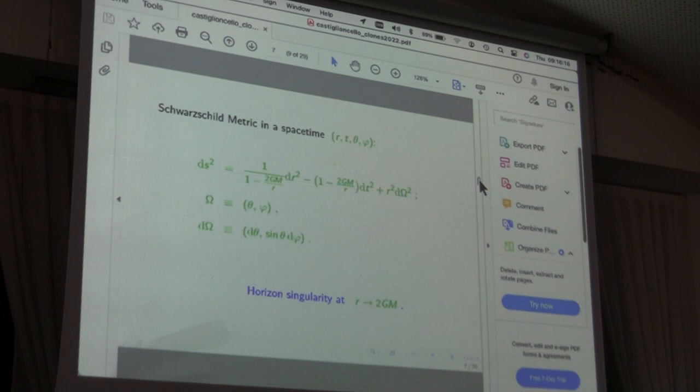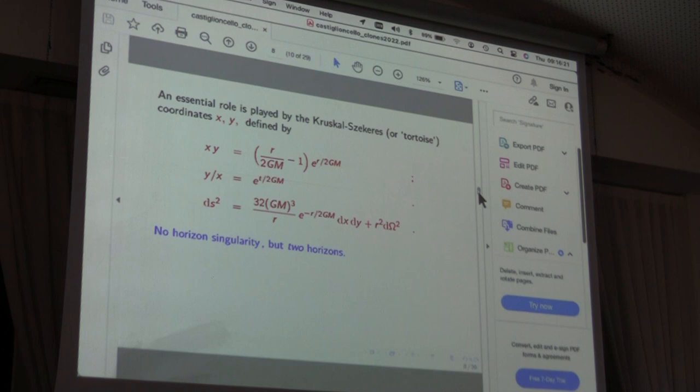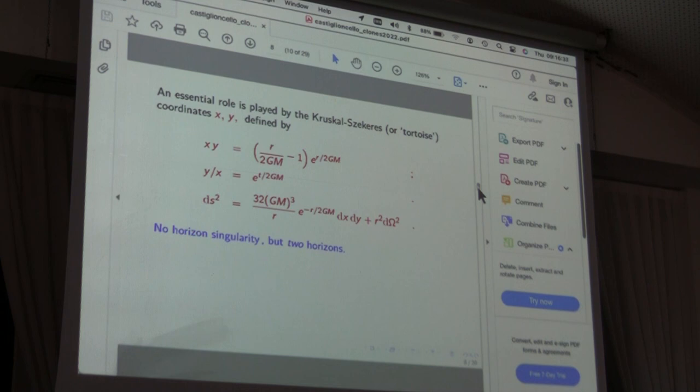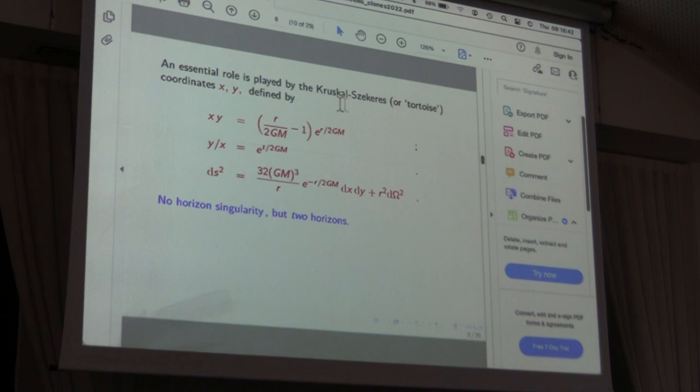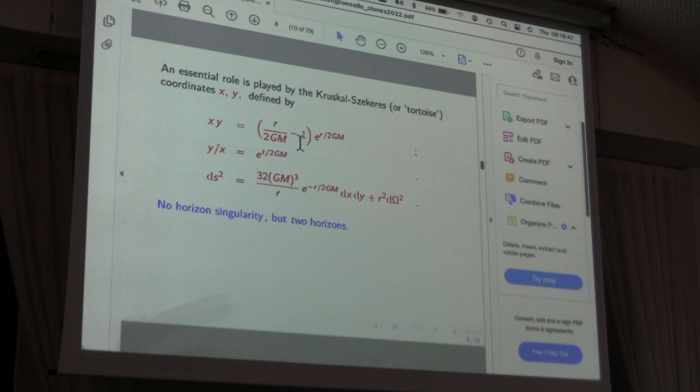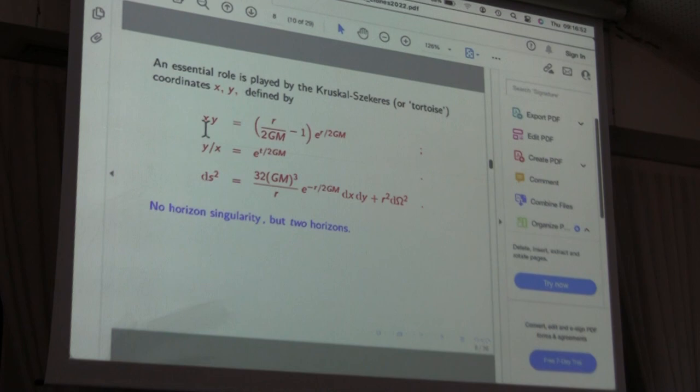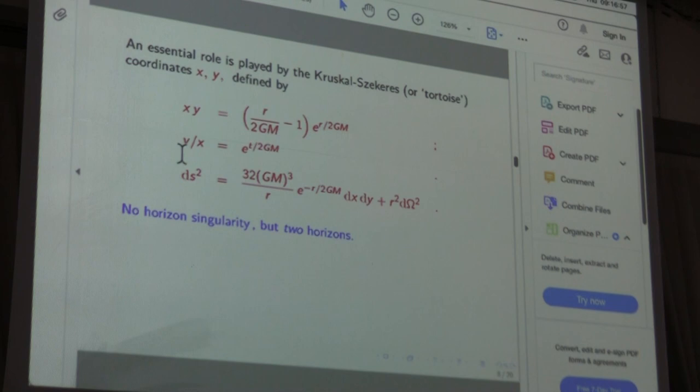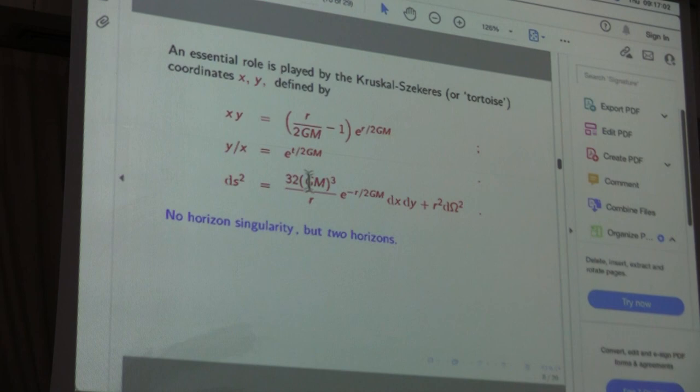And now, because of the singularity at r equals 2GM, I'm making a transition to different coordinates, where that singularity is not there. That's a big advantage, because then everything at the horizon will be just as finite as everywhere else, so I can use ordinary laws of physics, at least to be able to calculate what happens at the horizon. And let's go to the Kruskal or Kruskal-Szekeres coordinates, where I replace r and t by x and y. The product of x and y is this function of r. The ratio, y divided by x, is this function of time t. And then the angular part remains the same.